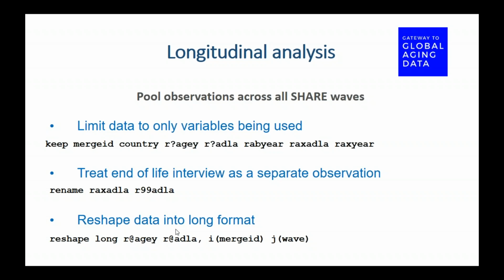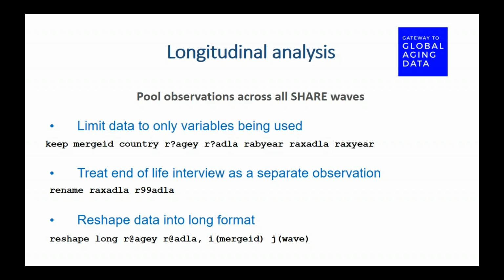So basically, we're just going to rename that variable a little bit so that it has a variable name very similar to our wave-specific variable name. So that variable of RAX ADLA, that's that summary count of our 5 ADL measures, we're going to call that R99. We're treating just the exit interview as wave 99, and we'll give that the same variable name. And we do that because then we're going to reshape the data into a long format.